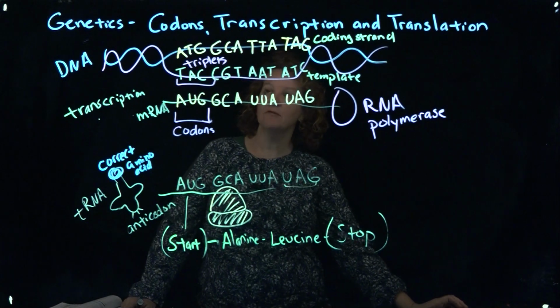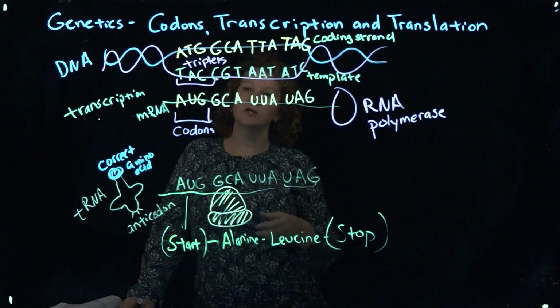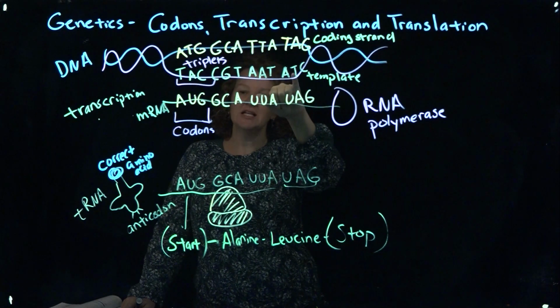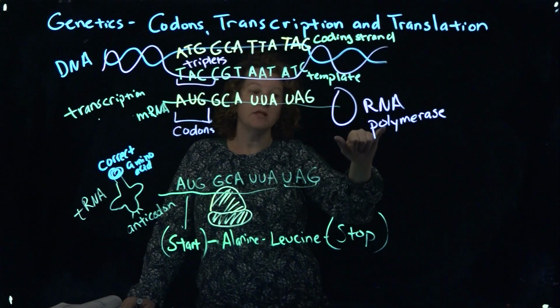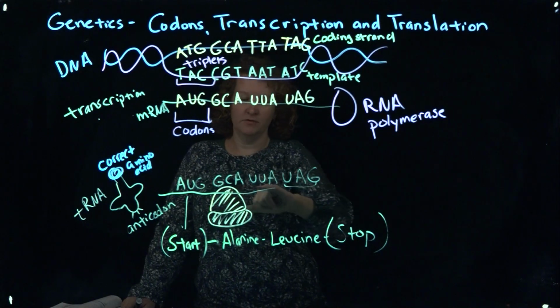So that's all I have for the basics of codons, transcription, and translation. Just to quickly summarize, it starts at the DNA. It is the template strand that is used to make messenger RNA. The enzyme that's involved in that is RNA polymerase. And that messenger RNA travels over to the ribosome.